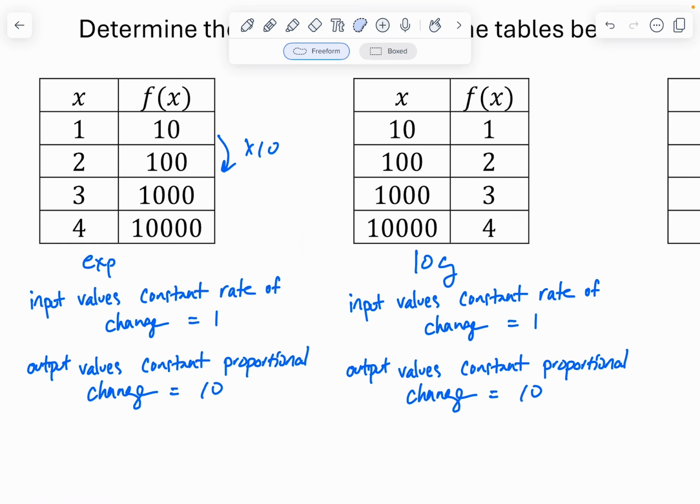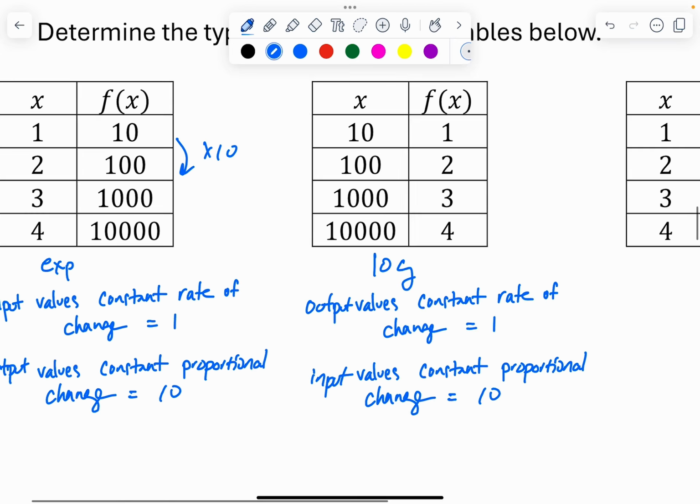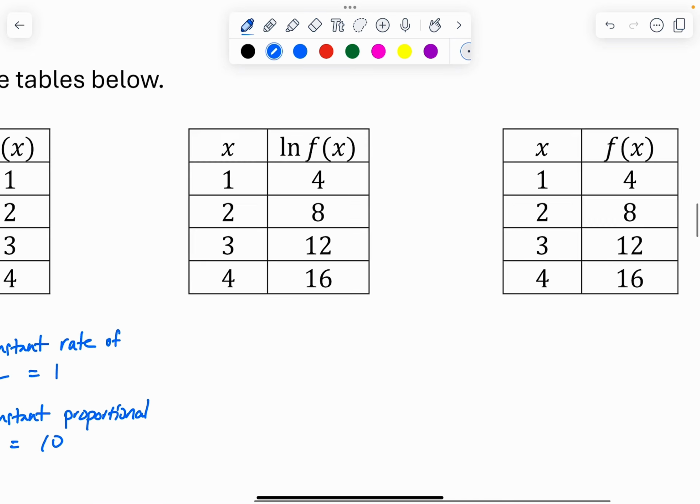Okay, so what's happening is these would actually change. So the output values have a constant rate of change of 1, and the input values have a proportional rate of change. Okay, the next one, this one should look pretty similar.